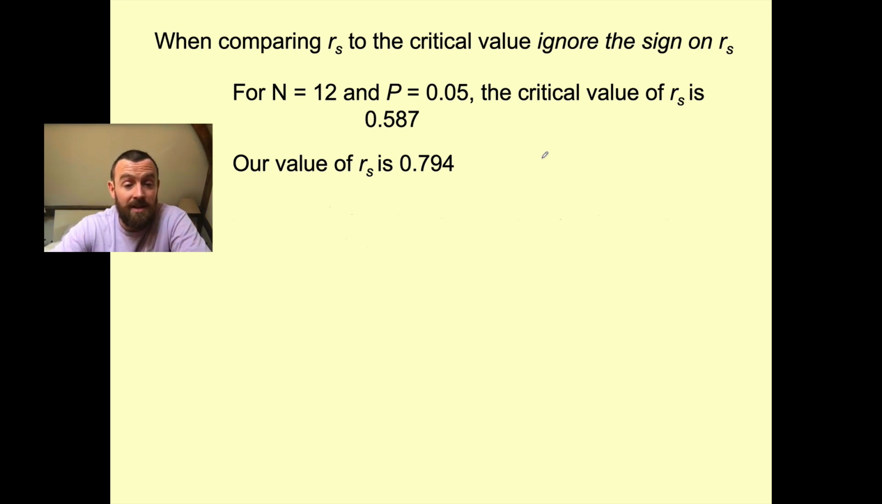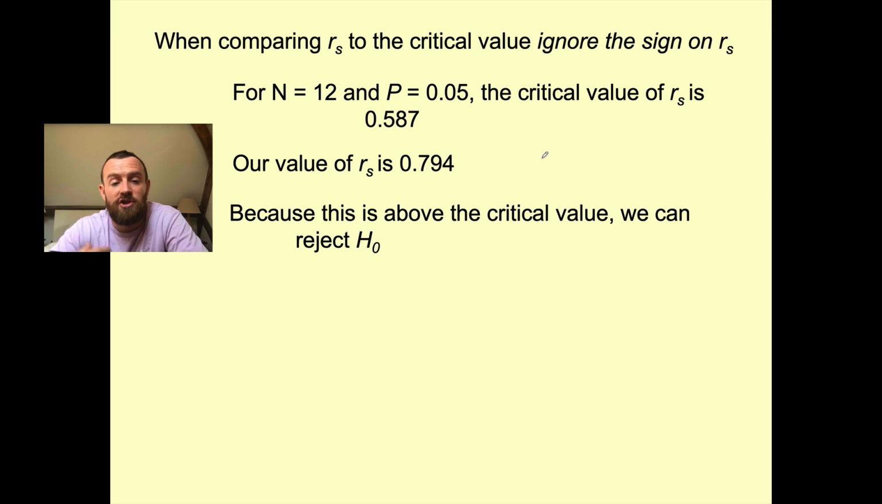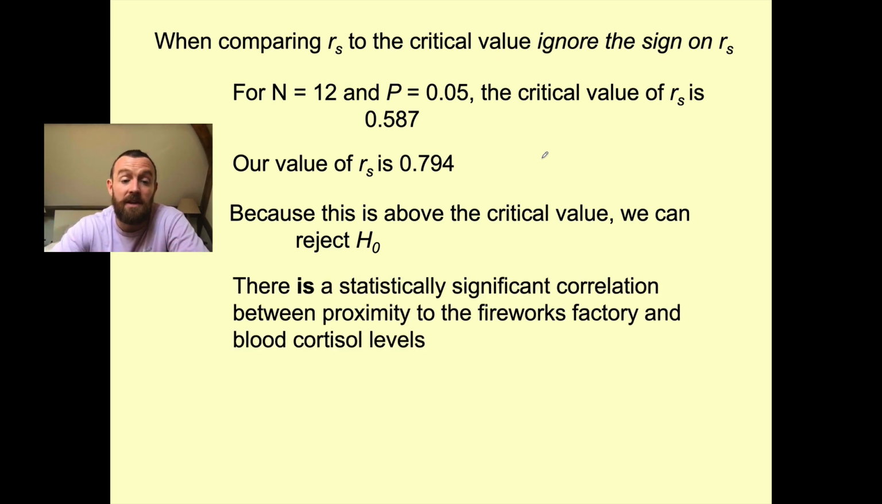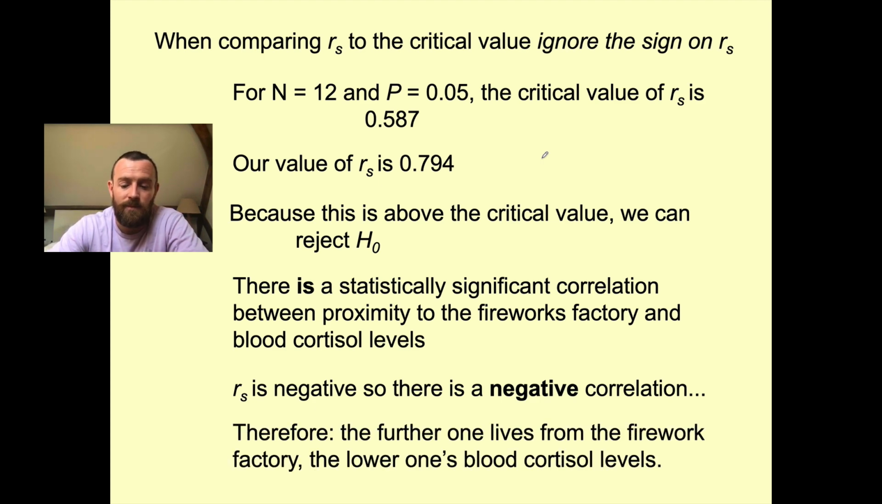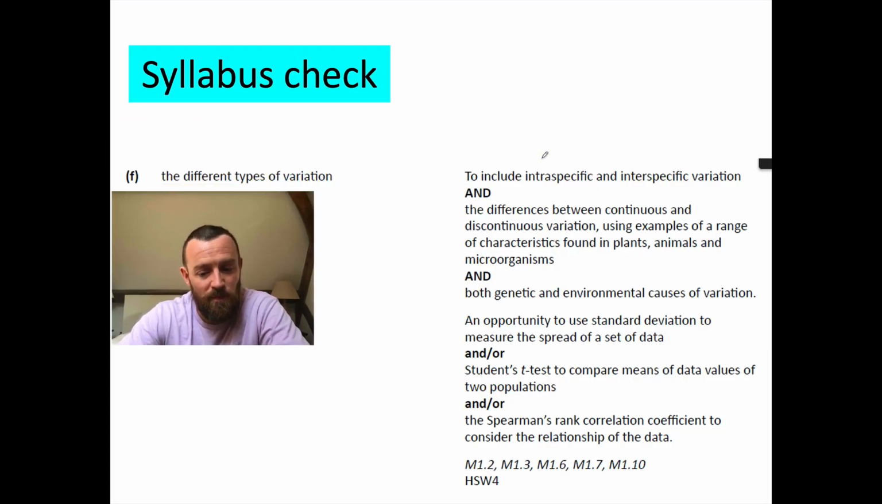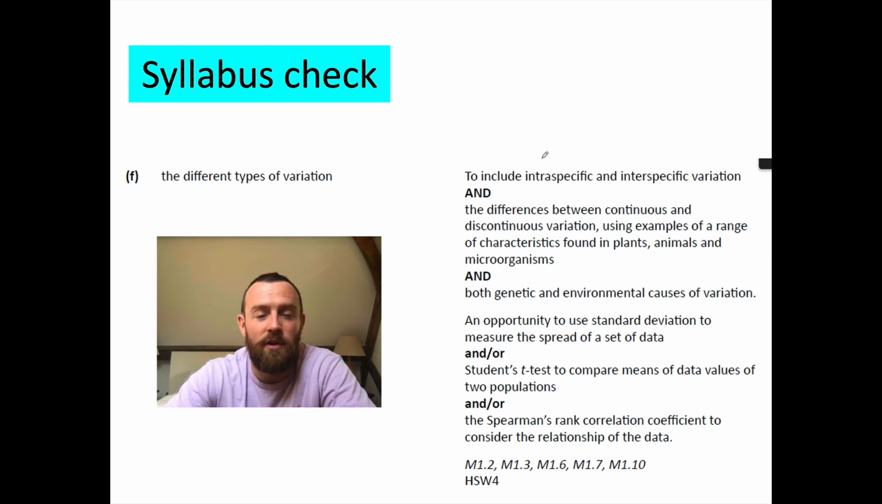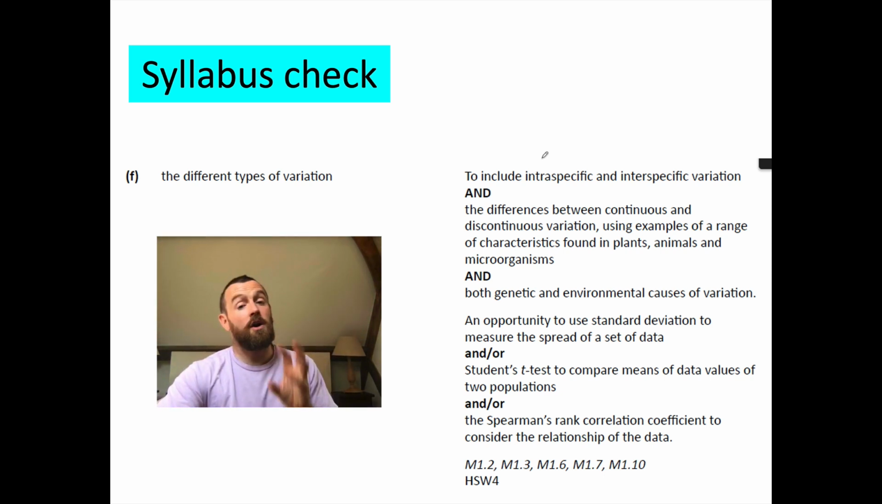Right, yeah. So in this case, we reject the null hypothesis. There is definitely some significance there. There is a statistically significant correlation between proximity to the fireworks factory and blood cortisol levels. Okay? And because it's negative, it's a negative correlation. So basically, the further away you live, the less stressed you are. So that's the end of the work that I want you to do in this video.